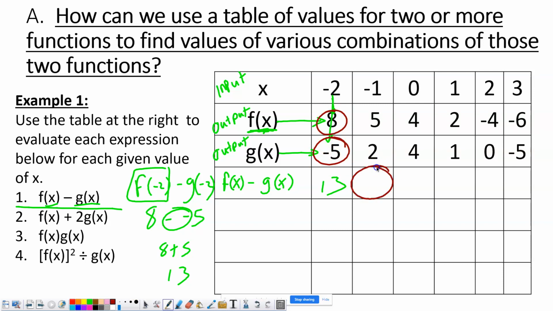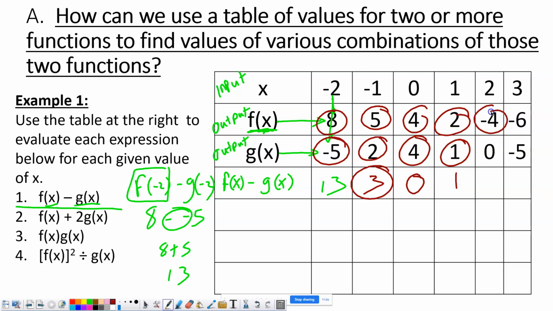Let's do the next spot. For this one, it's going to be f minus g. What's 5 minus 2? 3. For the next one, it's f minus g. What is it? 0. Next one, f minus g is 1. F minus g is -4. This one's tricky. Watch out for your double negatives. F minus g is -1. All right? So there's our f minus g row. That's number 1.